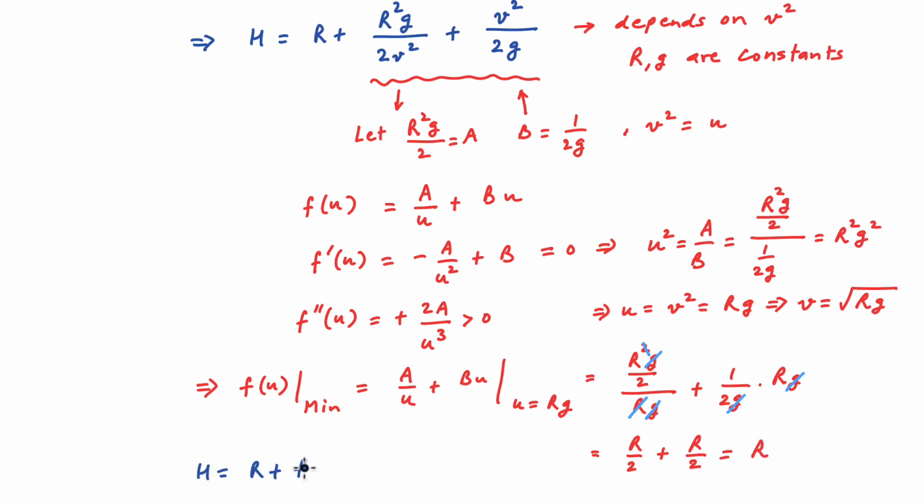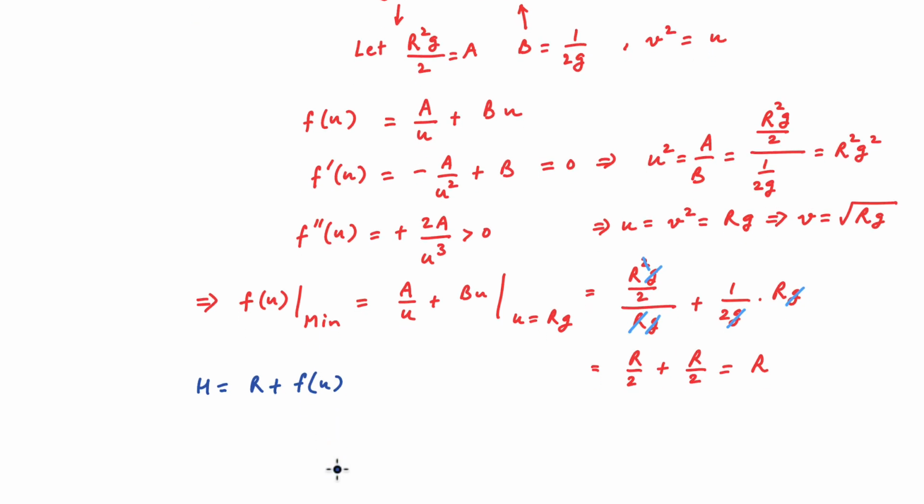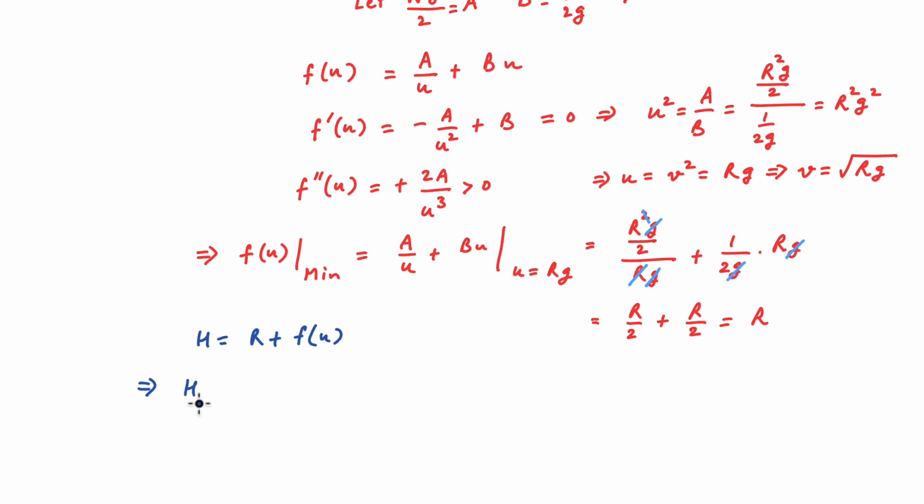Therefore, capital H achieves its minimum value when f of u achieves its minimum value, which is equal to r plus minimum value of f of u, which is equal to r plus r, which is equal to 2r. Therefore, the value of capital H will always be greater than or equal to 2r.